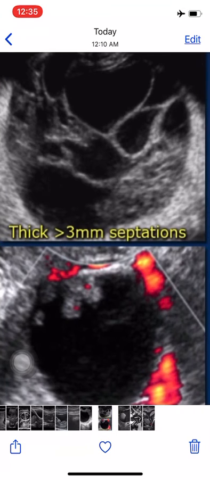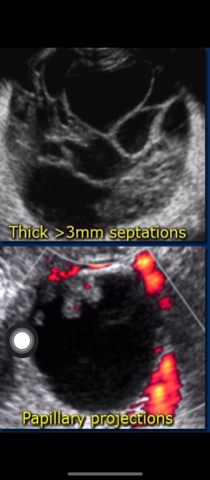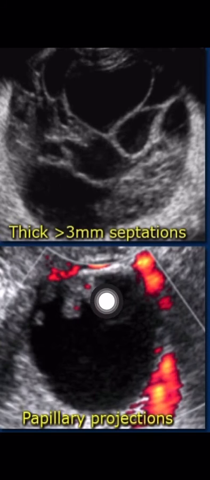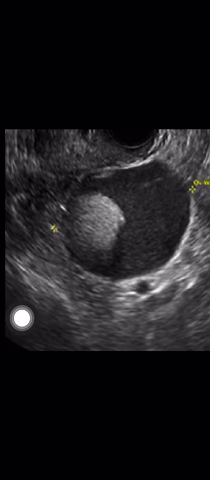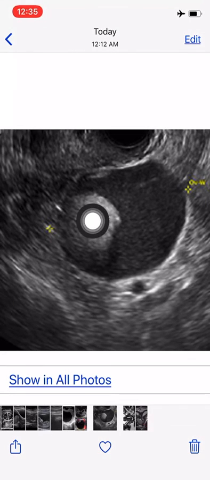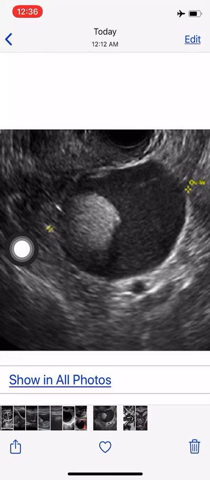This, for example, is a complex ovarian cyst. The above one contains thick and fine septations, multilocular. This one, you also see a solid component projecting into the lumen of the cyst. So these are complex ovarian cysts. This is an example of dermoid. You see a ball of fat within the cyst, echogenic fat floating within the cyst.